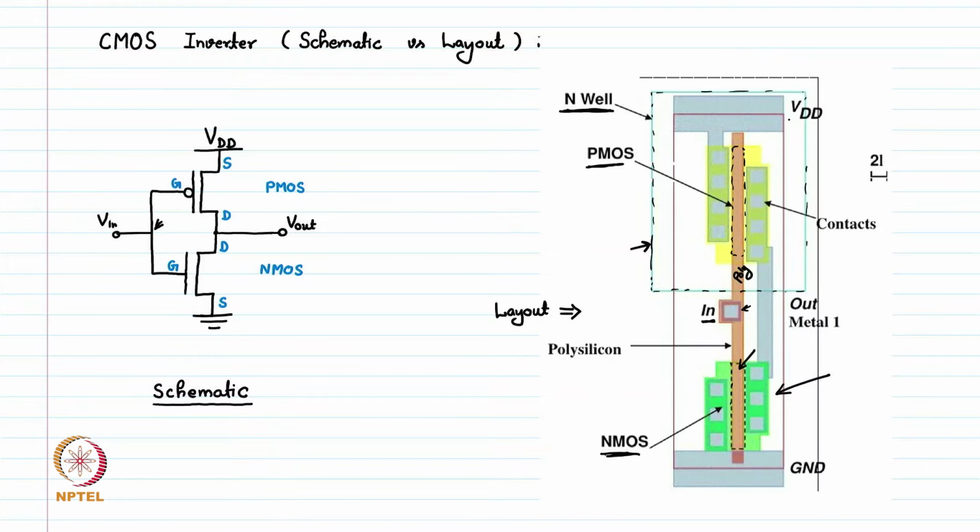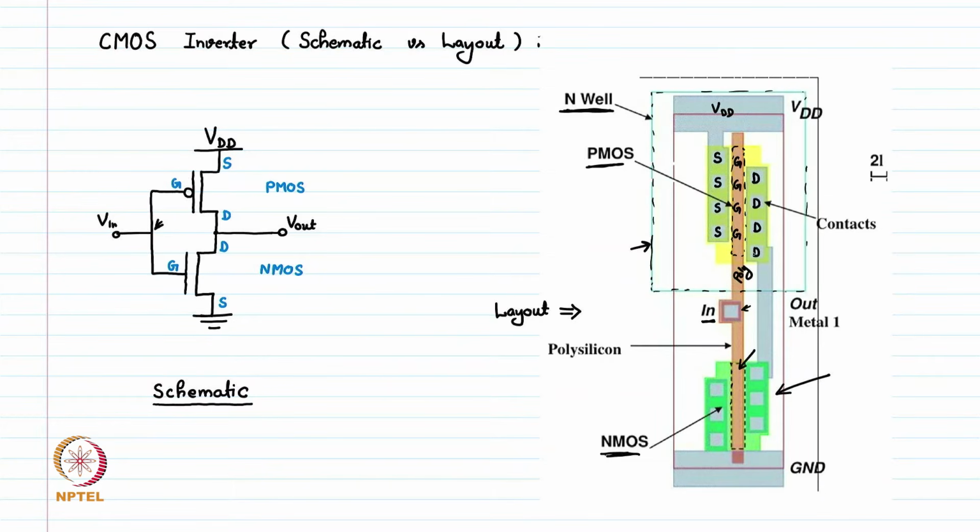So this is your VDD line and your source is connected to this. So this is your source vias, and on the other side of this, in between we have this gate, and on the other side we have the drain. So these are drain connections.